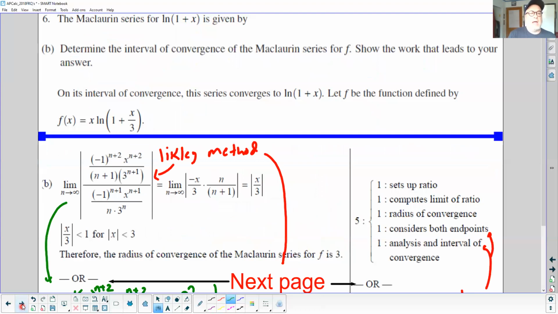Part B. On its interval of convergence, this series converges to ln of x plus 1. Let f be the function defined by this. Okay, so now this one asks you to determine the interval of convergence. Now, I don't think you're going to be asked in 2020 to find the interval of convergence, but you are going to be asked to do the ratio test to determine convergence. I'm almost positive of that.